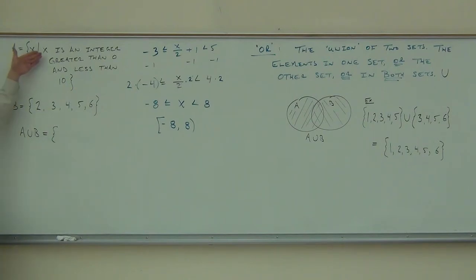What are the other elements in A? 3, 4, 5, 6, 7, 8, 9. So 8's up there?